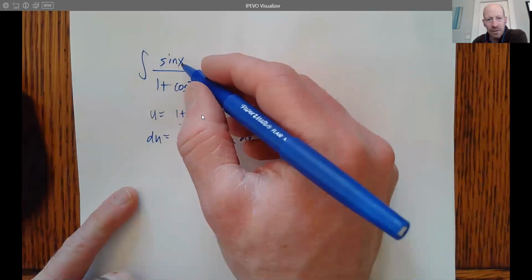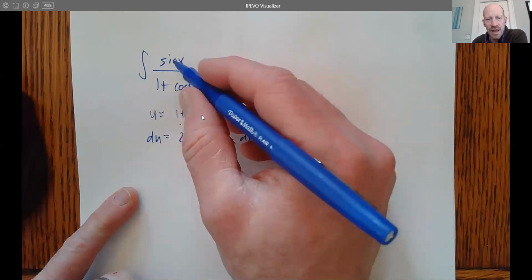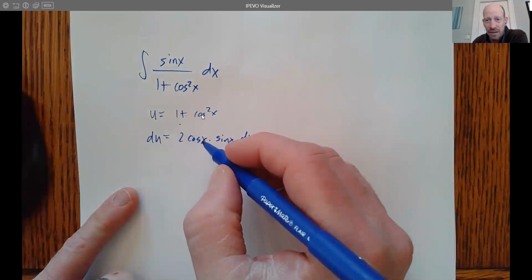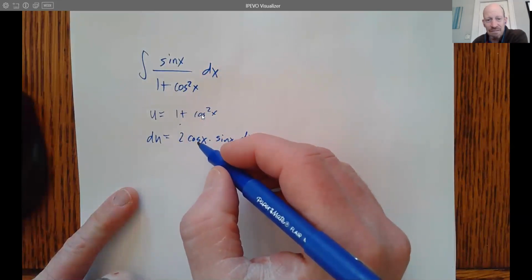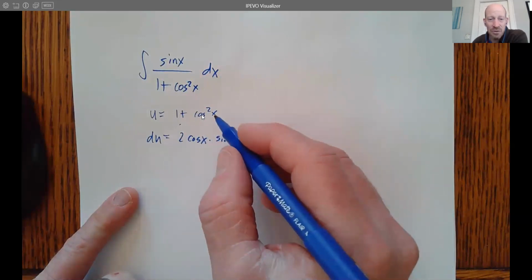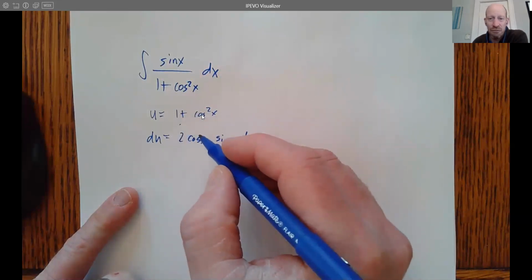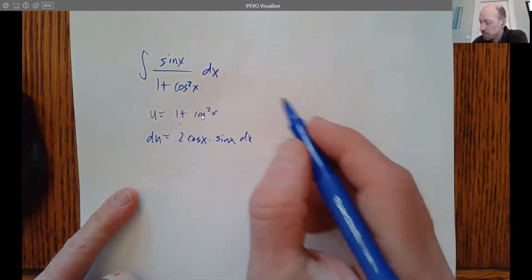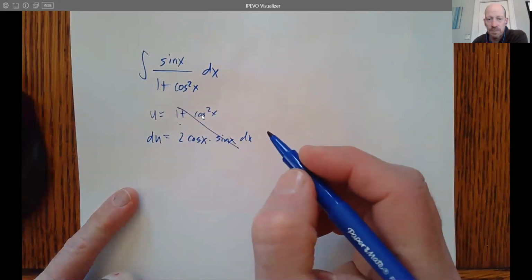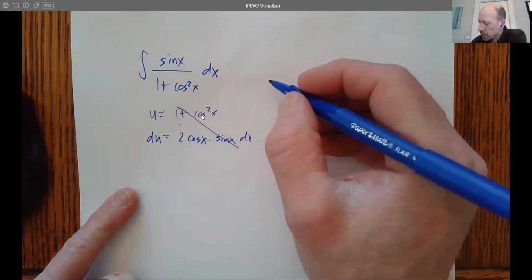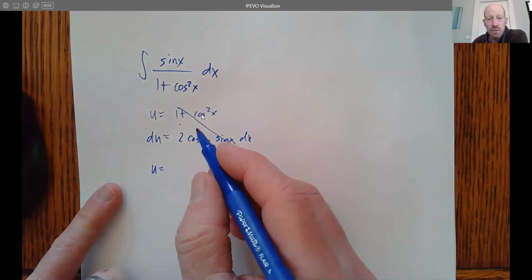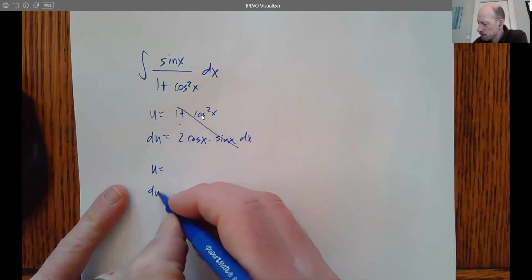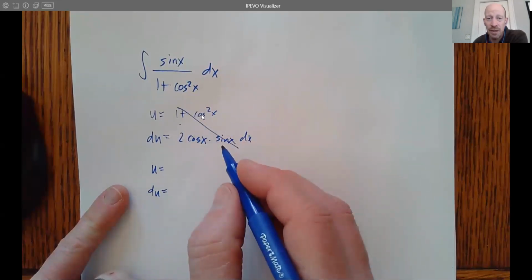Because if this is my u, then sine x dx could be my du, but I also then have this extra 2 cosine of x. I mean, it's possible I could solve for cosine and put that in for u, but it's certainly not obvious that this substitution is going to work. So, okay, let's try a different u. This would be an example of choosing a little bit too much for my u, because the derivative then is a little too complicated.